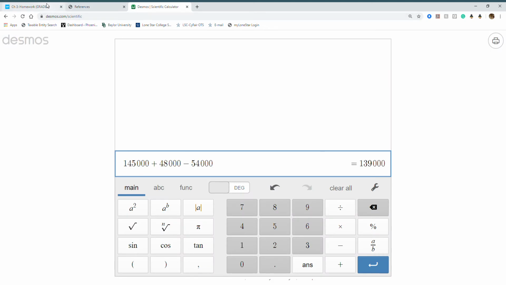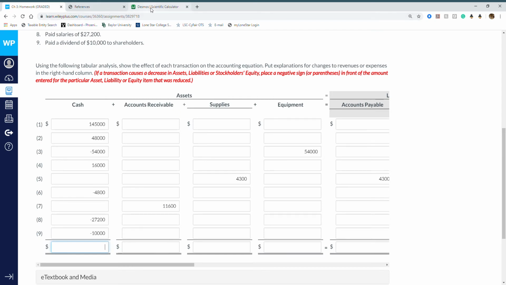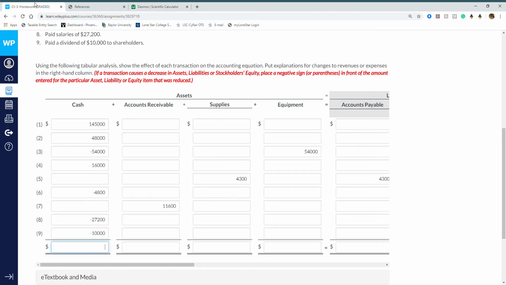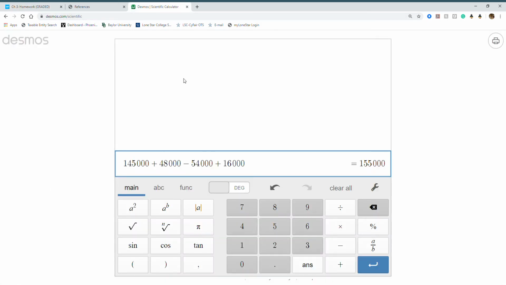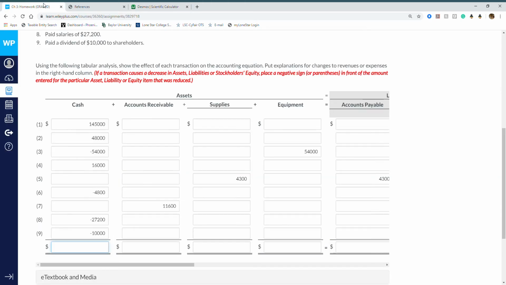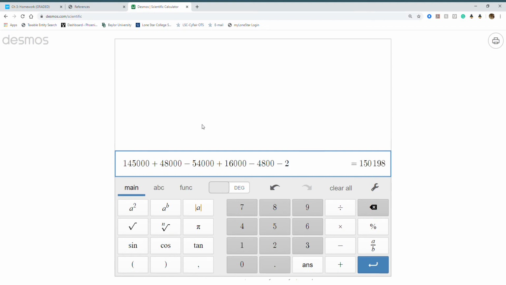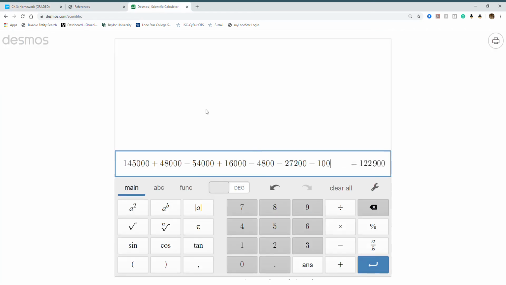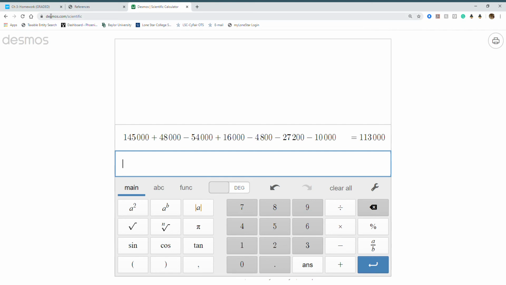Okay. Next, we add the 16,000. Then we subtract out 4,800. Another 27,200. And then finish off with 10 grand. So cash count should have right now an ending balance of 113,000.